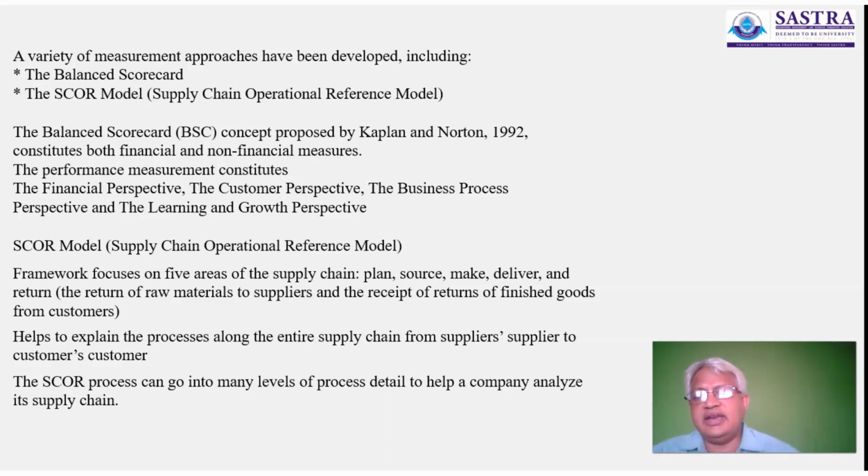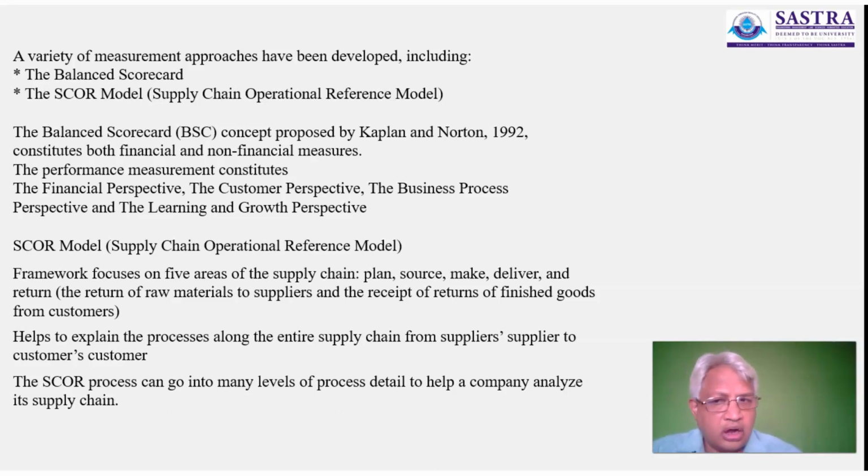The next model is the SCOR model, which is the supply chain operational reference model. It looks into supplier and customer, the entire gamut of a supply chain, and covers the 5 major areas of plan, source, make, deliver, and return. However, the word return was added on later, and return here means the return of raw materials to suppliers and the receipt of returns of finished goods from customers.